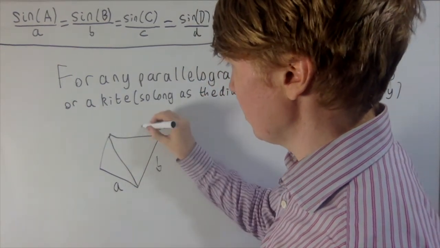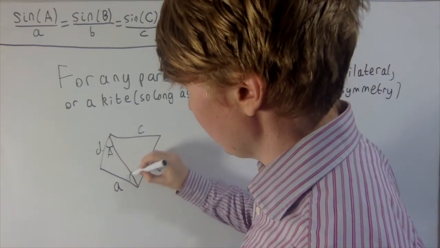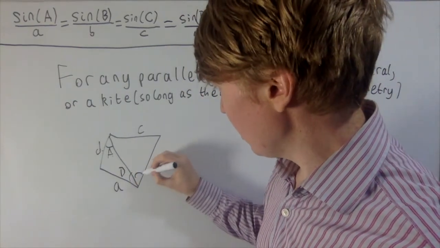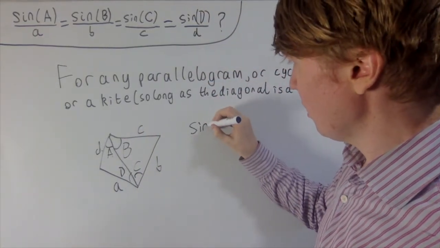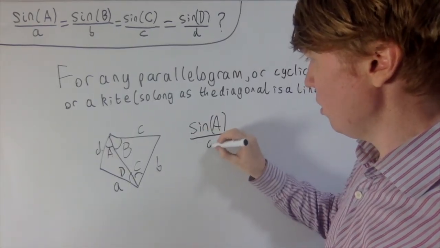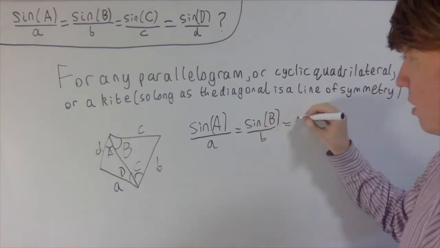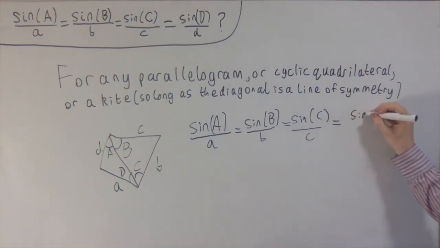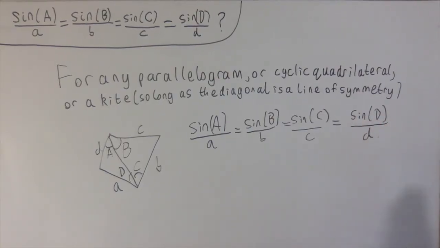So with A, B, C and D as our lengths of the sides, and then the opposite angles formed using the diagonal, we've got C, and here we've got B. Then we conclude that sine A over A equals sine B over B equals sine C over C, which is also equal to sine D over D. And that's not bad. We've covered quite a lot of different quadrilaterals there.